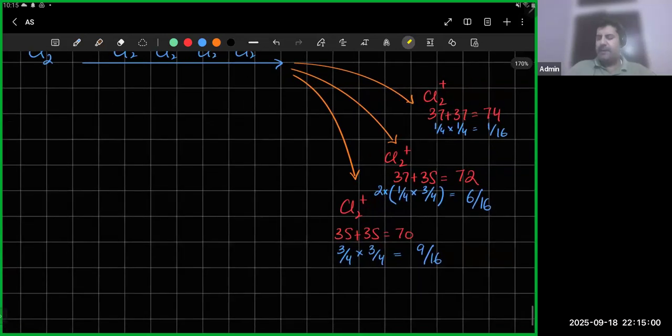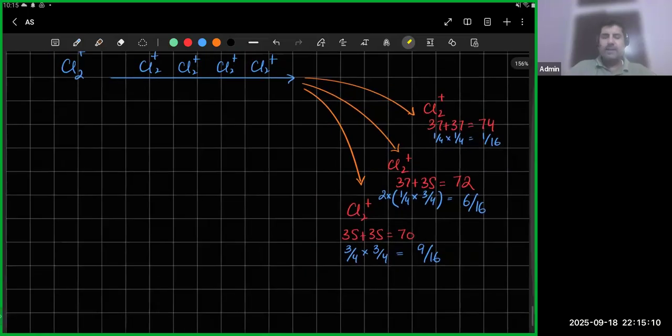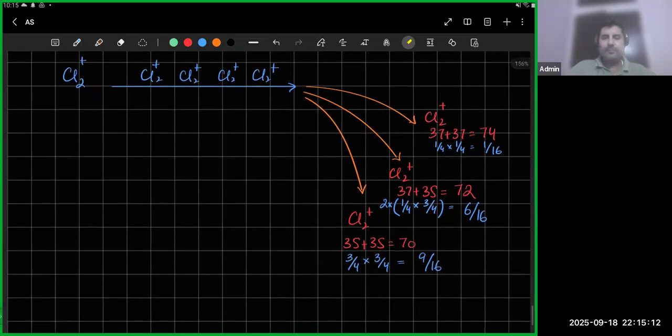But simple probability is that this is 1/16, this is 9/16. So out of 16, 10 are accounted for, 1 went there, 9 came here, and you're left with 6/16, right? So what you've done is you have figured out the detections or the percentage abundance of Cl2 plus 1.